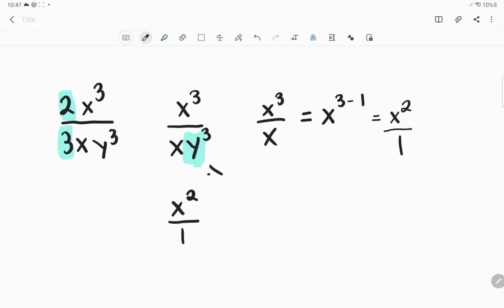But don't forget, we also have this y, so I'm actually going to put it on the bottom. So instead of just putting the 1 on there, I'm going to erase the 1, and I'm actually going to put my y to the third power on the bottom.